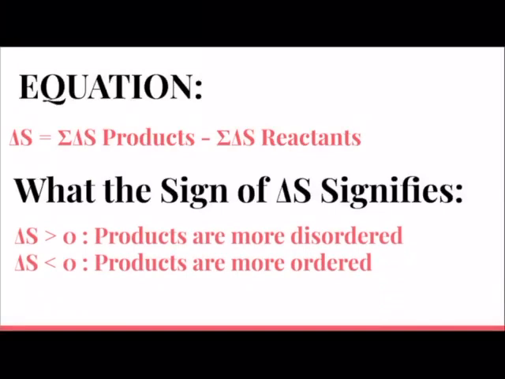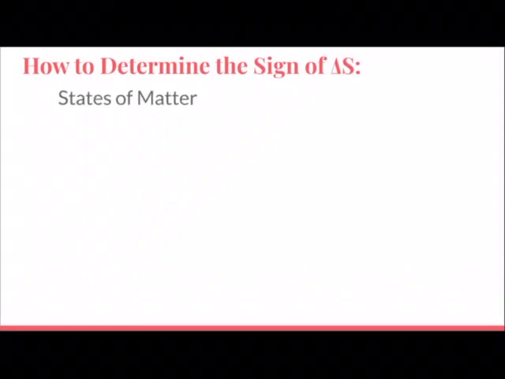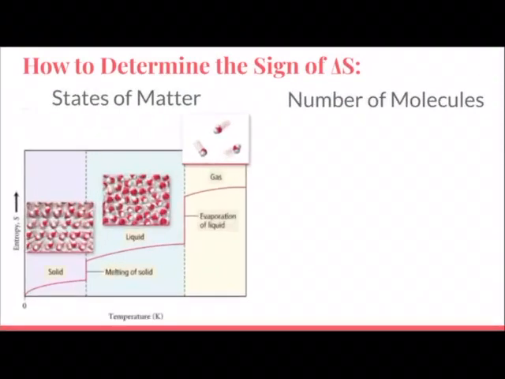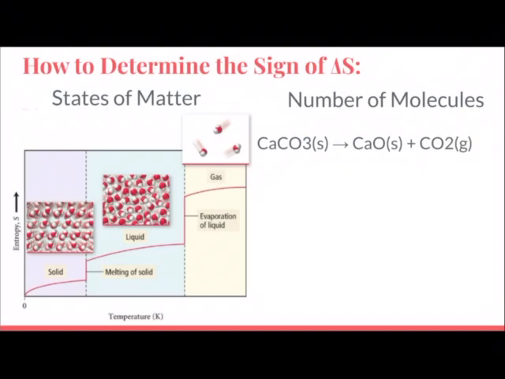When delta S is greater than 0, the products are more disordered, but when delta S is less than 0, the products are more ordered. To determine if delta S is negative or positive, you can look at the equation. If the reactants are going from a solid to a liquid or a liquid to a gas, delta S will be positive, but if the reactants are going from a liquid to a solid or a gas to a liquid, delta S will be negative.